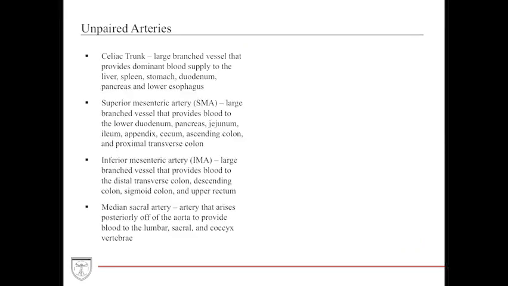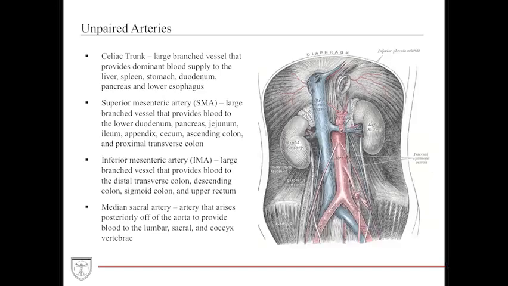The unpaired arteries are probably the more important version, and these are composed of the celiac trunk, which is this large branched vessel that branches off first and provides blood to the foregut, which is the liver, spleen, stomach, duodenum, pancreas, and lower esophagus. The SMA is another very large structure. It provides blood to, again, a portion of the lower duodenum and pancreas, but all the blood to the jejunum, all the blood to the ileum, and all the blood to the ascending colon, cecum, appendix region, and then part of the blood to the proximal transverse colon.